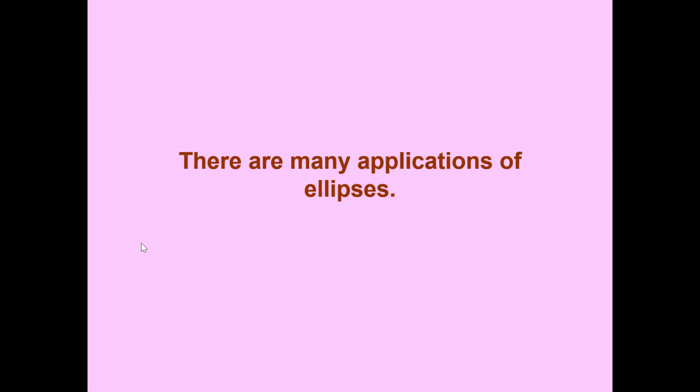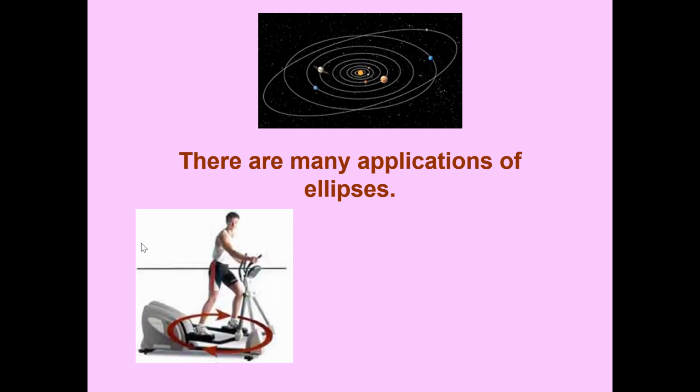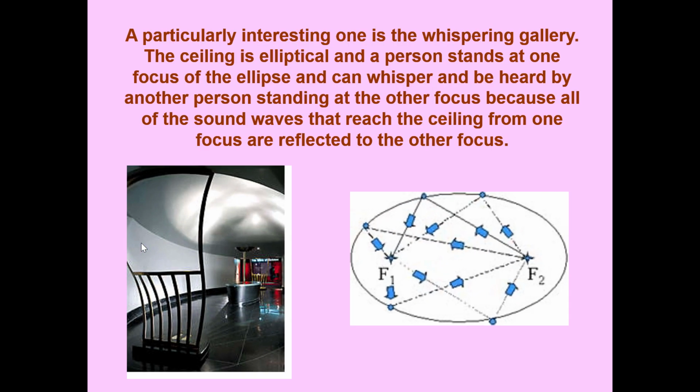There are applications of an ellipse in the solar system: elliptical orbits, elliptical bicycle, and in architecture here. They have a whispering gallery where a person stands at one end and whispers at one focus, and the other one stands on the other focus. And you can whisper, and it'll bounce in such a direction they can hear what they're whispering.